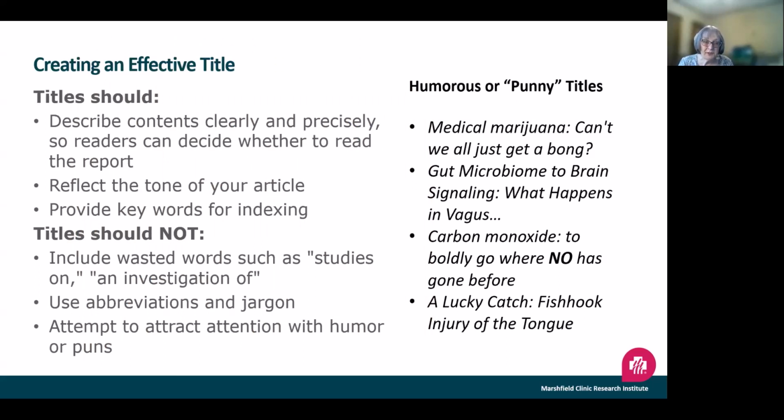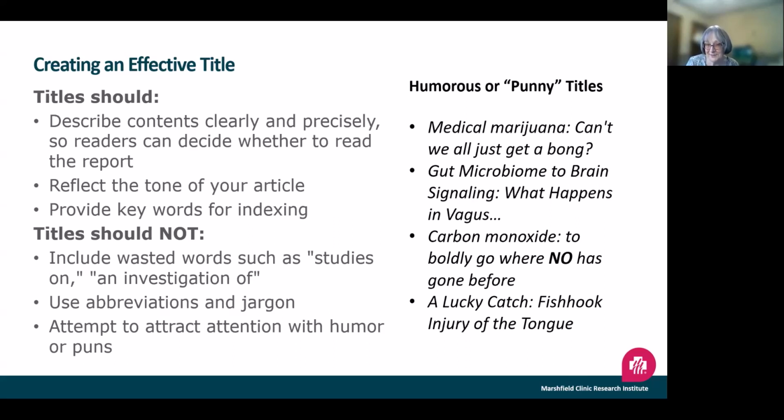So a good title should describe the contents clearly and precisely, should reflect the tone of your article, provide some keywords for indexing. Titles should not include wasted words such as "a study of" or "an investigation of." It should avoid abbreviations and jargon, and you should not attempt to attract attention with humor or puns.